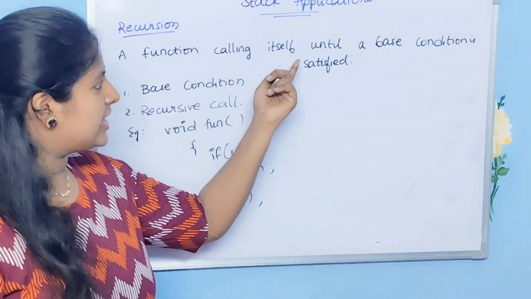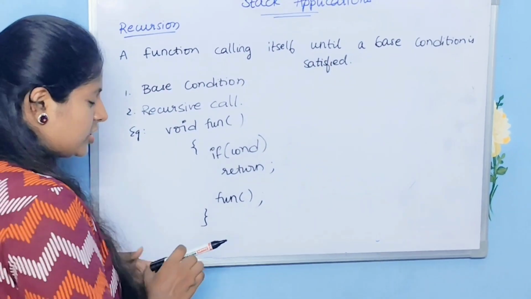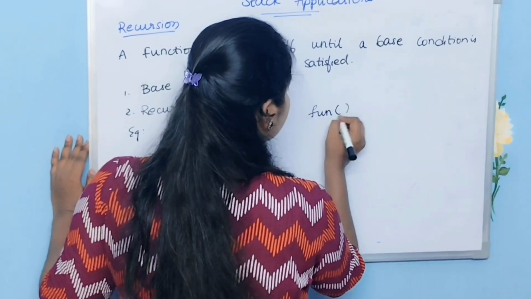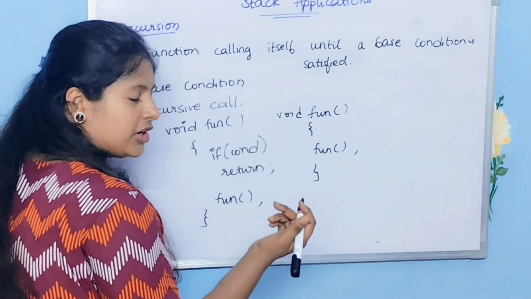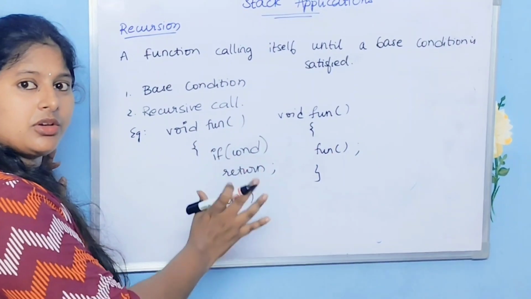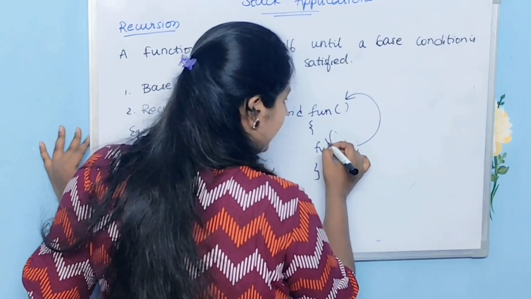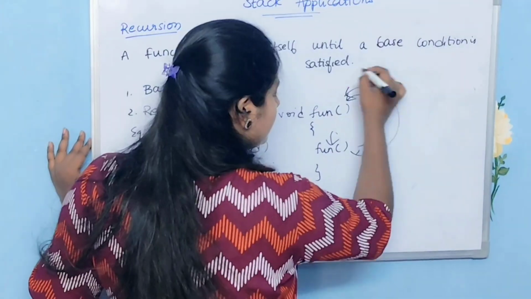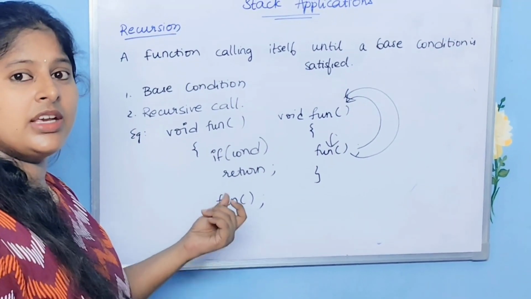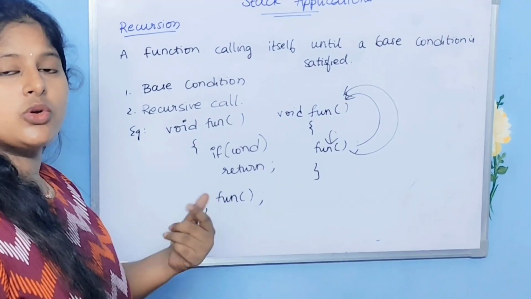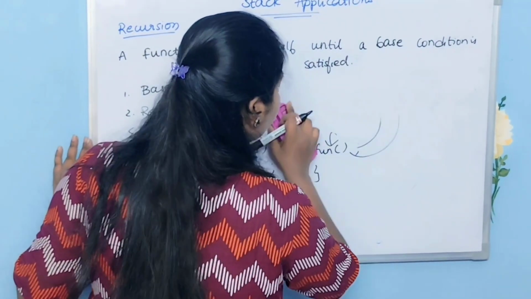A function calling itself until a base condition is satisfied is called recursion. In general, you do function calls, right? For example, this is my function. Normal function call. If I'm not going to give any base condition over here, this is executed again, called again, executed again. So in case I don't give any base condition, my loop is going to be infinite, right? Function calls won't stop anywhere.